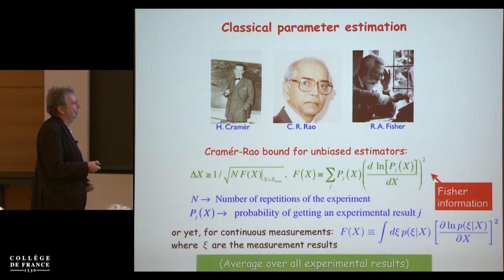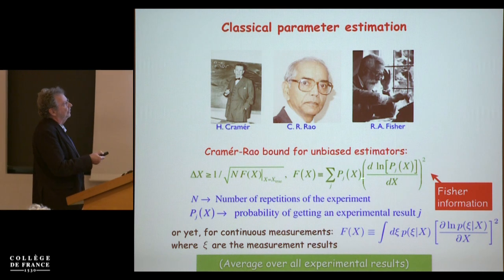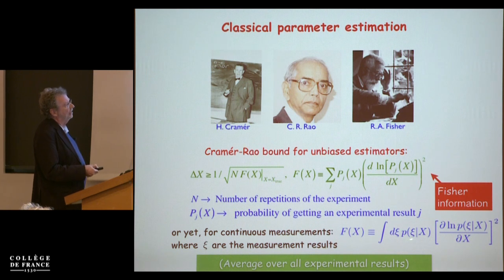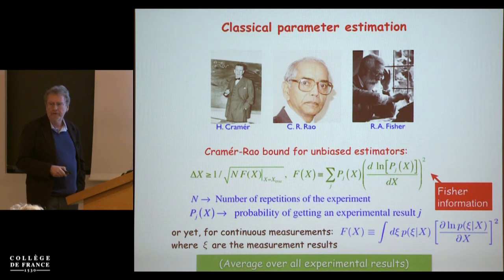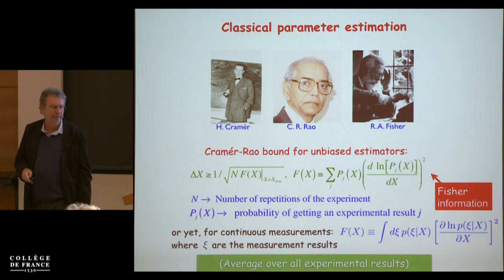Now, so this is an expression for discrete measurements. For continuous measurements, you have this expression instead. It's an integration, where psi here are the measurement results. And of course, this all means that you have to average this expression here, which is squared, for all experimental results. Okay? This is an average over all experimental results.